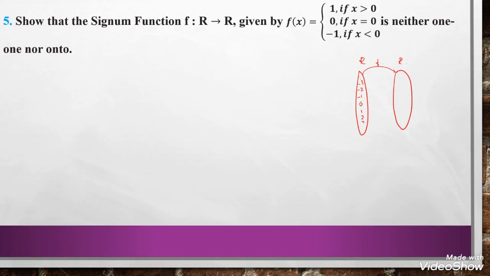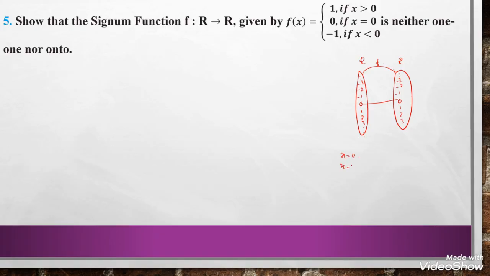Then 1, 2, 3 and so on. Here also, in general, I am taking the values minus 1, minus 2, minus 3, and 1, 2, 3. The value of f of x is equal to 0 when x is equal to 0.